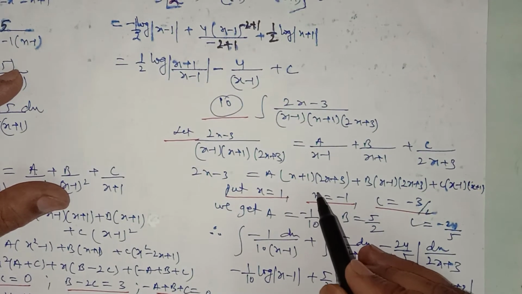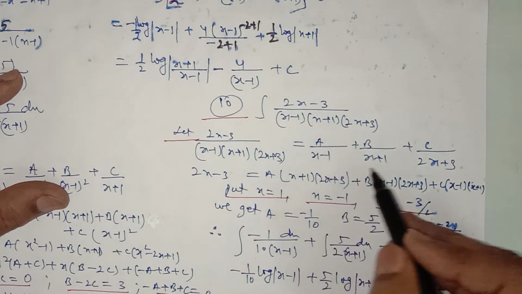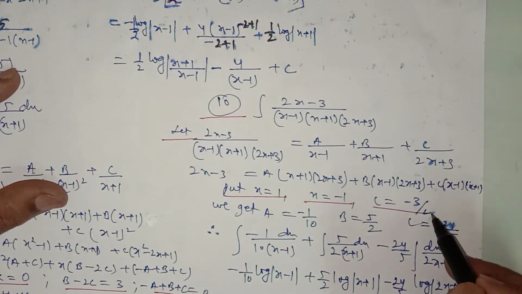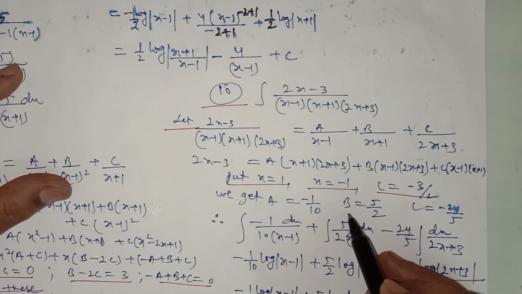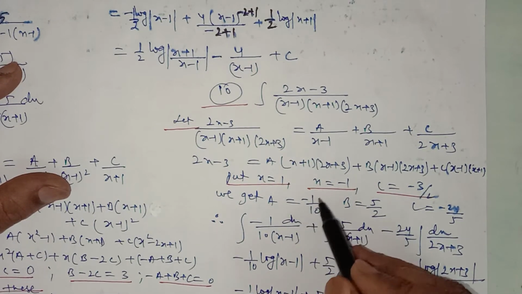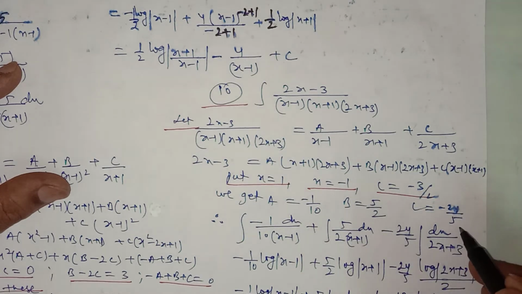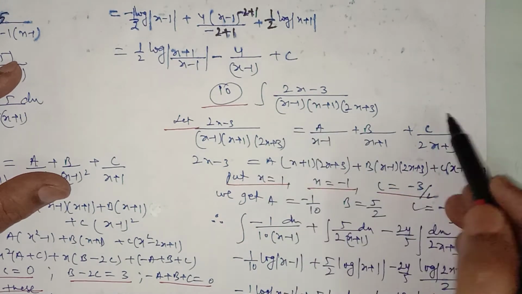In this you can use the first method to find the values of a, b, c. Put x equal to 1, then put x equal to minus 1, then put x equal to minus 3 upon 2, and you will get the values of a, b, c as you have done in the previous questions of this exercise. So I am getting a is equal to minus 1 upon 10, b is equal to 5 upon 2, and c is equal to minus 24 upon 5. So put these values of a, b, c and integrate.